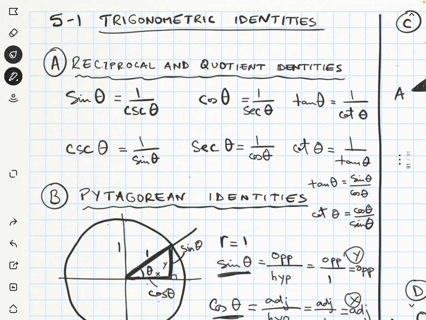So, reciprocal identities. Sine is the reciprocal of cosecant. Sine theta is 1 over cosecant theta. Cosecant is the reciprocal of sine. Tangent theta is the reciprocal of cotangent theta. And similarly, cosecant theta is the reciprocal of sine theta, 1 over sine theta. And secant theta is 1 over cosine theta. Cotangent theta is 1 over tangent theta.